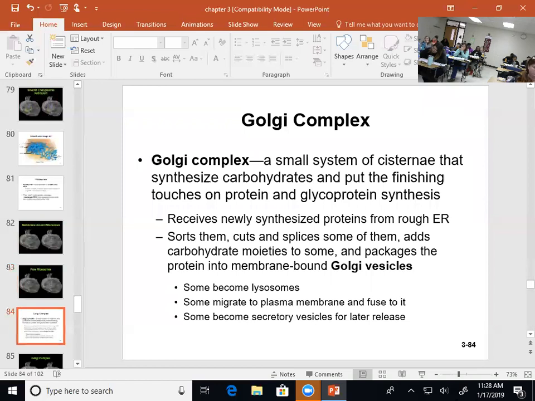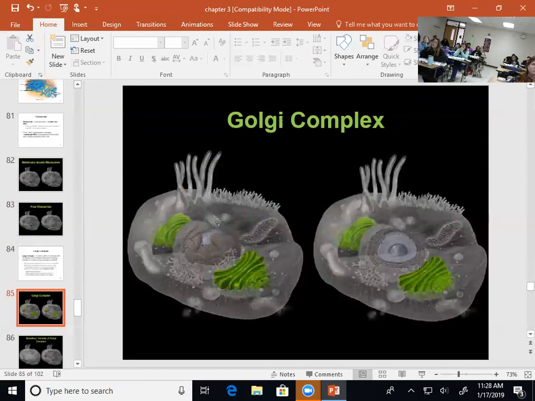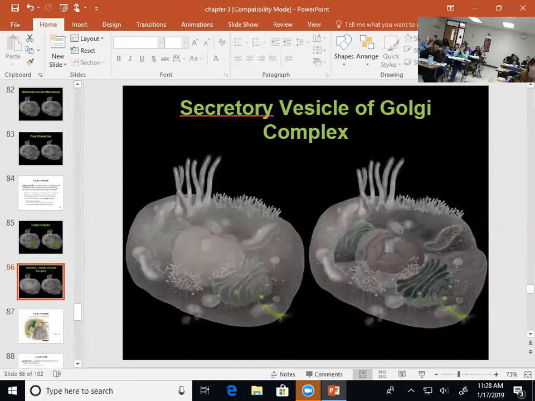I do want you to know, what did we say about the Golgi? Go ahead and tell me. What's this Golgi? What's this doing? What are they doing? Wrapping and shipping the products that are made in the cell, throughout the cell, and sometimes even out of the cell.